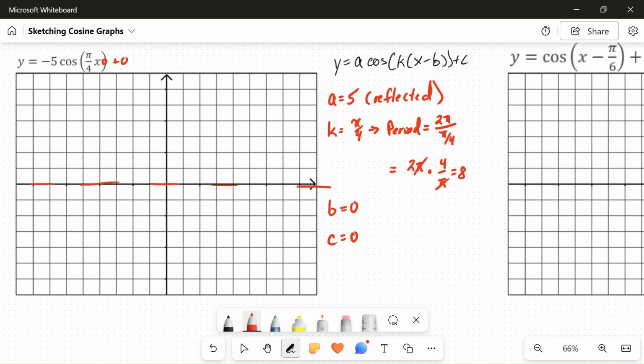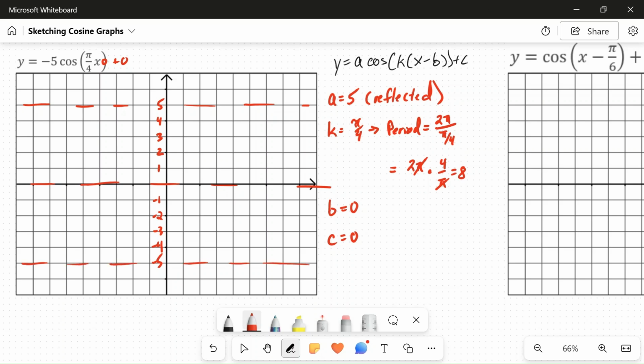The amplitude was 5, so from the midline we're going to go up 1, 2, 3, 4, and 5. That's the top of the graph. And then we're also going to go down 5, -1, -2, -3, -4, -5, and that is the bottom of the graph.